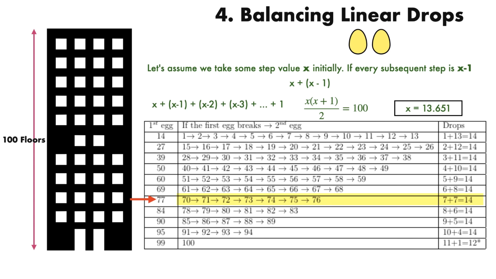If it breaks, check the previous 7. Else drop from floor 84. If it breaks, check the previous 6. Else drop from floor 90. If it breaks, check the previous 5. Else drop from floor 95. If it breaks, check the previous 4. Else drop from floor 99. If it breaks, check the previous 3. Else 100 is the answer. So the total number of steps required in this case is 14. And this is the most optimal solution for this particular problem.